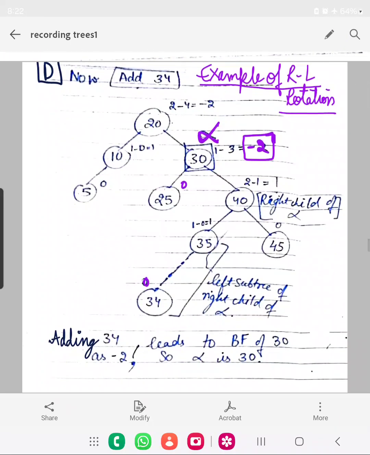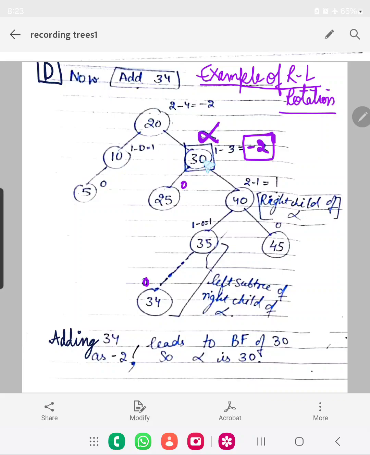What do we have here? Now let's see the balance factor. The balance factor of 34 is 0. The balance factor of 35 is 1 minus 0, 1. The balance factor of 45 is 0. The balance factor of 40 is 2 minus 1, which is 0. The balance factor of 30 is 1 minus 3. The length of the longest branch is 3 here. So 1 minus 3, which is minus 2. The balance factor of 20 is also 2 minus 4. But since 30 got the unbalanced factor first because 34 was added, 30 is considered to be alpha.